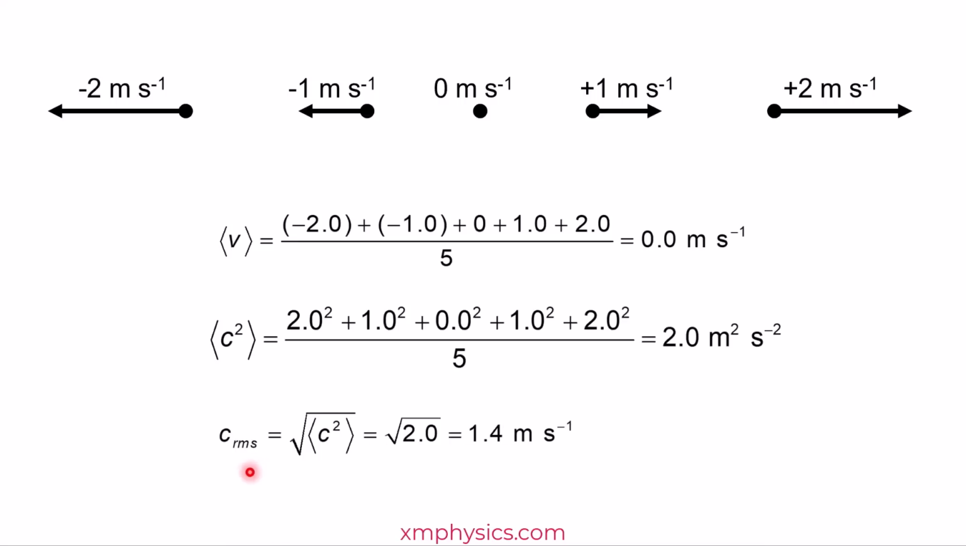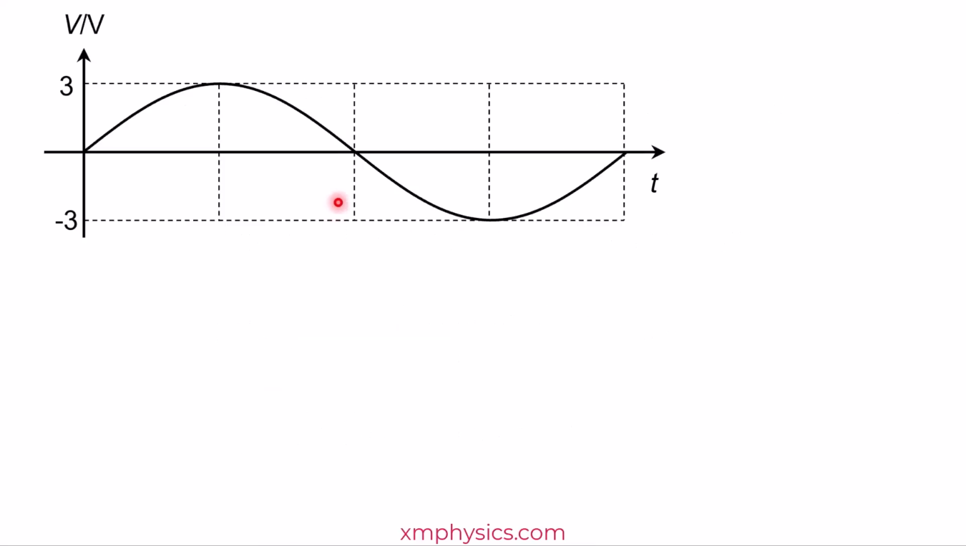Why do we bother to calculate the root mean square speed? Well, it turns out that it's a very useful quantity because it's directly related to the average KE of the air molecules, and it's also directly related to the pressure of a gas. So in the topic of alternating current, we are going to revisit this idea of root mean square value. But instead of averaging over a number of air molecules, this time we're averaging a waveform over a duration of time. So take for example this sinusoidal voltage with a peak voltage of 3 volts.